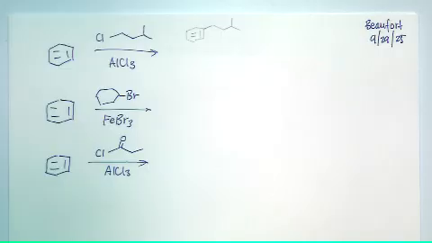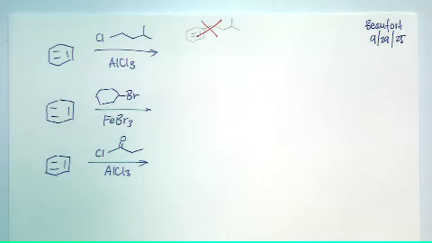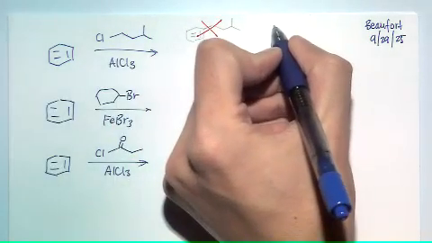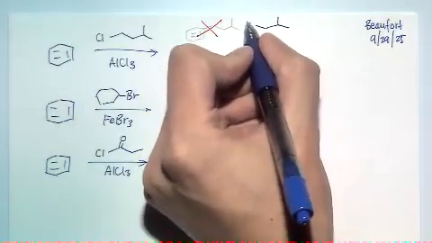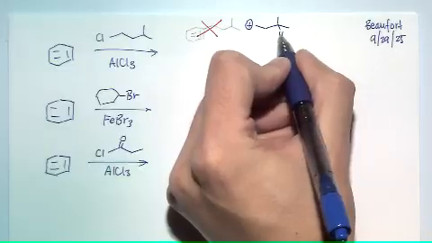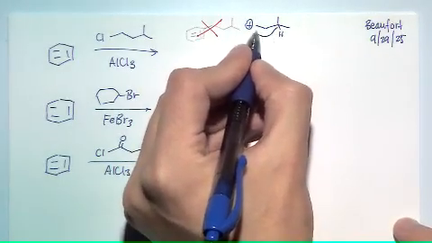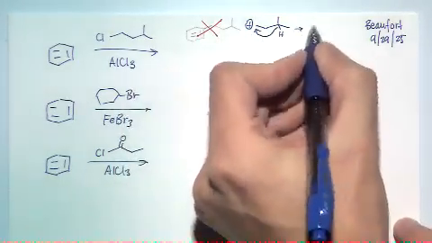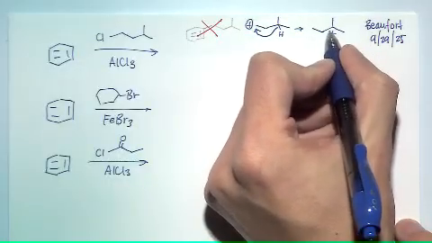Right. So there's going to be a carbocation rearrangement here. And so the carbocation that's going to get formed initially is this. And we've got a hydrogen there that can do a rearrangement.